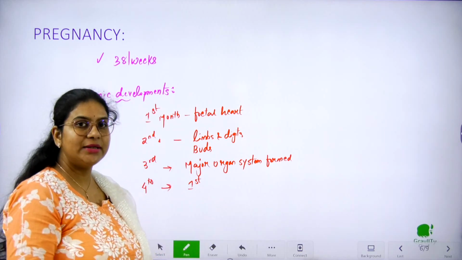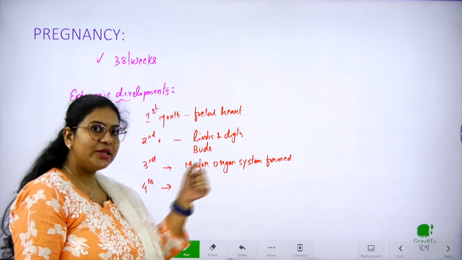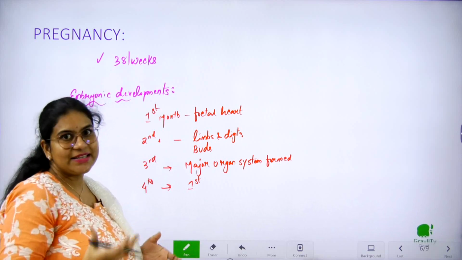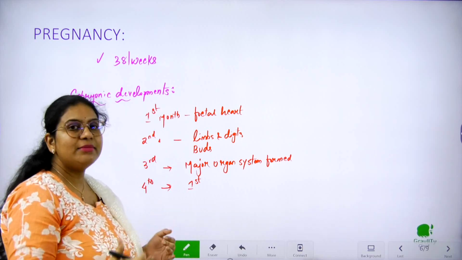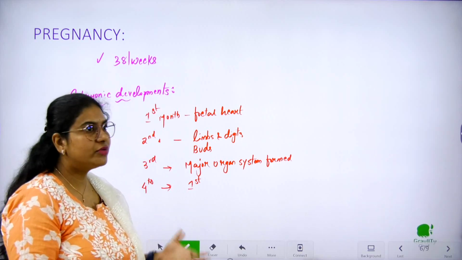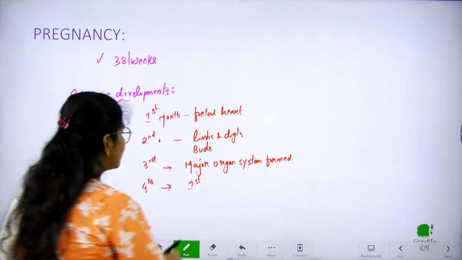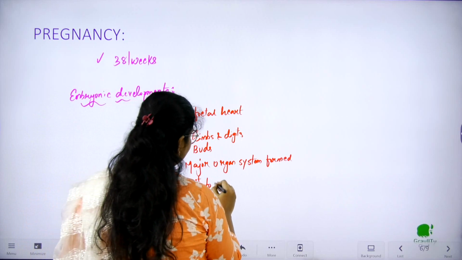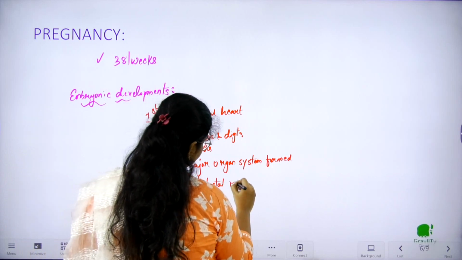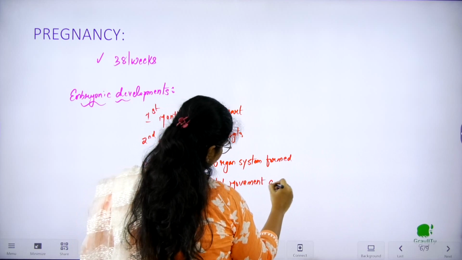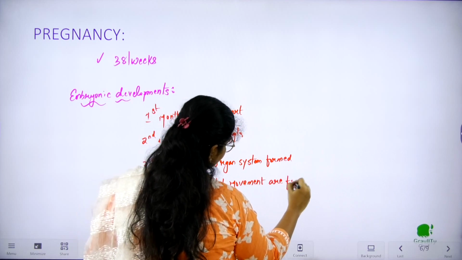For the mother to feel it, it should be a little bigger. So by the end of the fourth month, it becomes a little bigger. Hands and legs will be developed, so that movements can be seen on the uterus. If the uterus feels the movements, she can feel the movements inside the abdomen. So first fetal movements are felt.